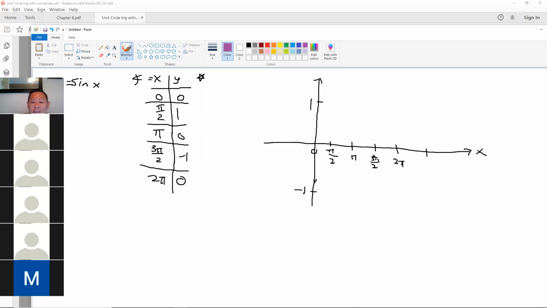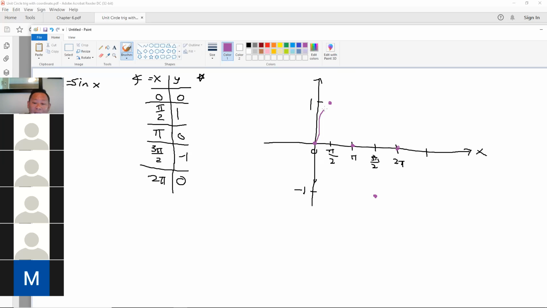When x is 0, y is 0. So this is a coordinate point. When x is pi over 2, sine pi over 2 is 1. Sine pi is back to 0. Sine 3 pi over 2 is -1, somewhere down here. And then sine 2 pi is 0. So when you look at these 5 coordinate points in purple, you can draw the sine graph.